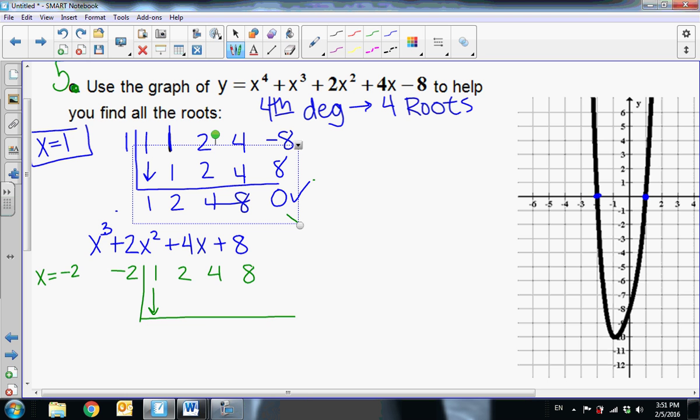All right, so I bring down my 1, negative 2, 0, 0, 4. That's the remainder. That's divided out. So again, I get a remainder of 0. So that tells me that x equals negative 2 is for sure a root.